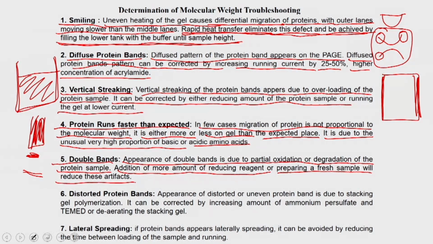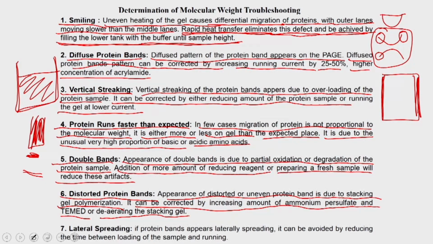Then you have the distorted protein bands. The appearance of a distorted or uneven protein band is due to poor stacking gel polymerization. It can be corrected by increasing the amount of ammonium persulfate and TEMED, or by degassing the stacking gel. Sometimes the protein forms a distorted band, and that happens because when it is resolving through the stacking gel, the polymerization is not good, and because of that the protein bands are distorted.